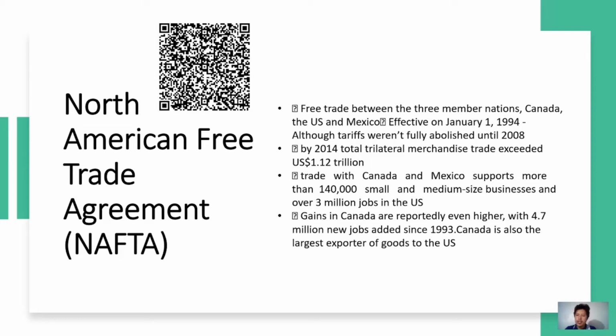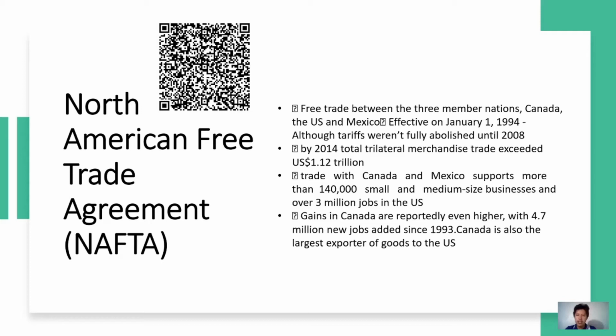By 2014, the total trilateral merchandise trade exceeded $1.12 trillion. Trade with Canada and Mexico supports more than 140,000 small and medium-sized businesses and over 3 million jobs in the United States. Gains in Canada are reportedly even higher, with 4.7 million new jobs added since 1993, and Canada is also the largest exporter of goods to the United States. This is the effect of NAFTA, or North American Free Trade Agreement.